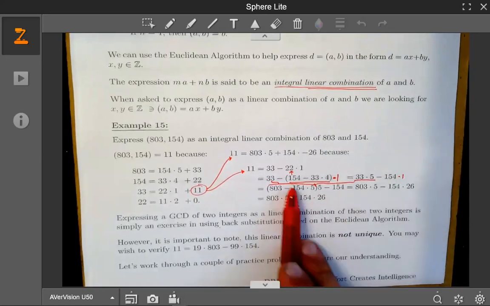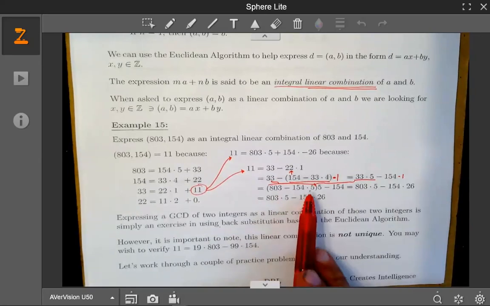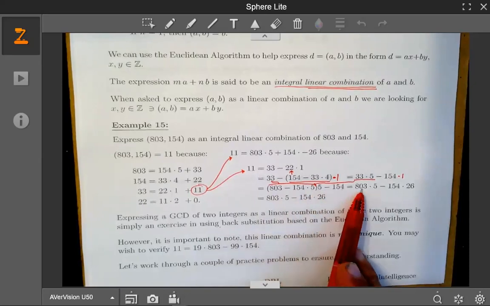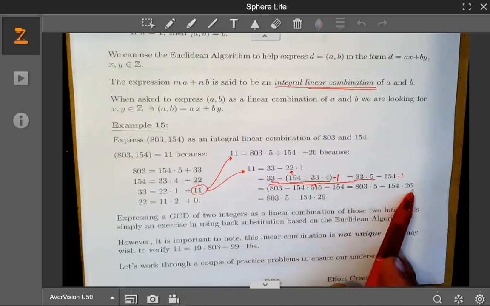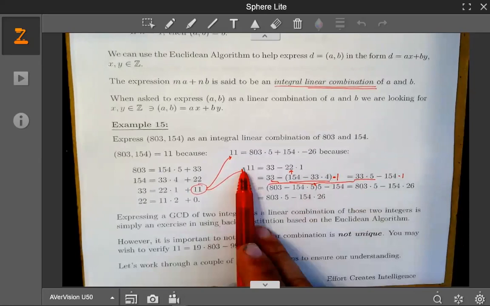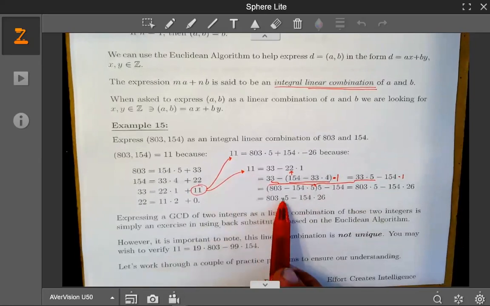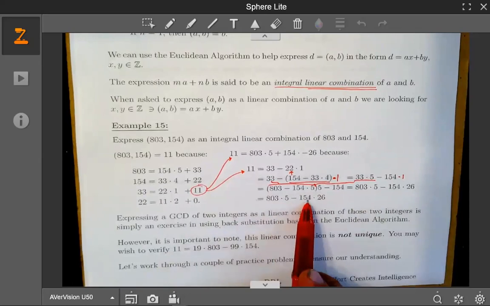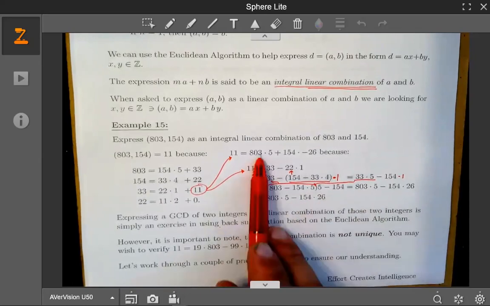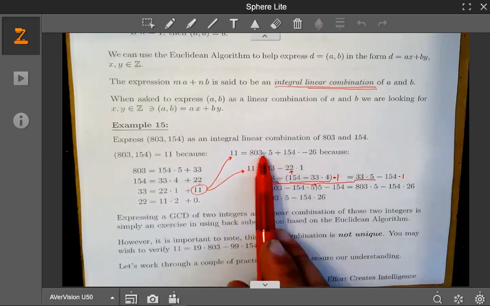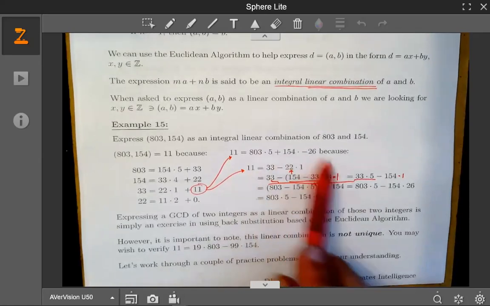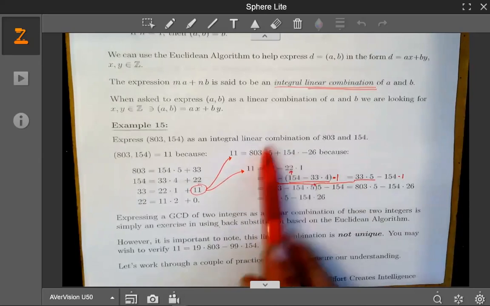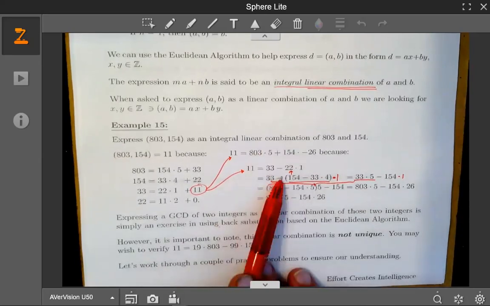Once again, if we do distribution, 803 times 5, negative 154 times 5 minus 154, that's going to be 803 times 5 minus 154 times 26. So there we go. That 11 is equal to 803 times 5 minus 154 times 26. But by the commutative property, that's 803 times 5 plus 154 times negative 26. So always be careful about writing these linear combinations, and we just work through.